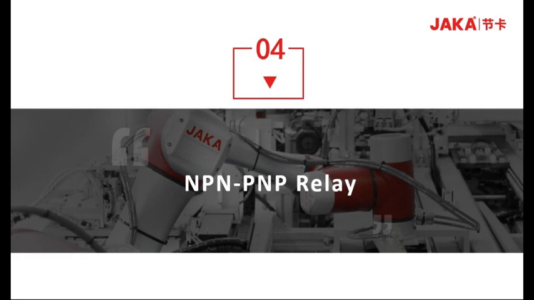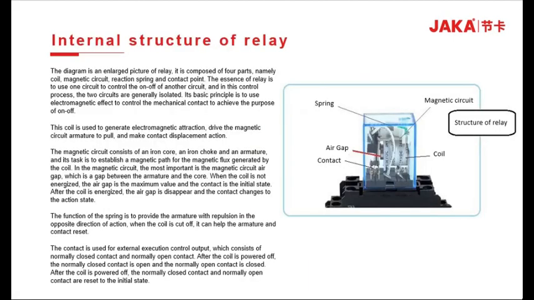NPN PNP relay. On the right, we can see the internal structure of a relay. The relay consists of 4 parts: coil, magnet, spring, and contact. The essence of a relay is to use one circuit to control the on-off of another circuit. And the 2 circuits are generally isolated in this control process.